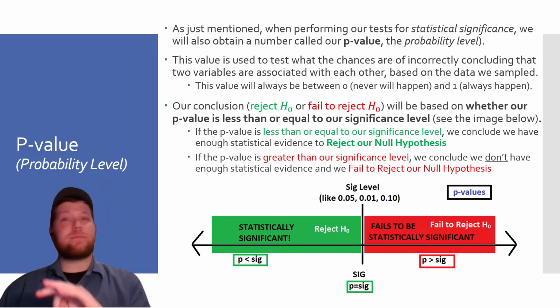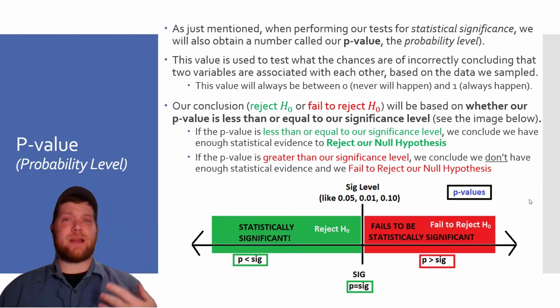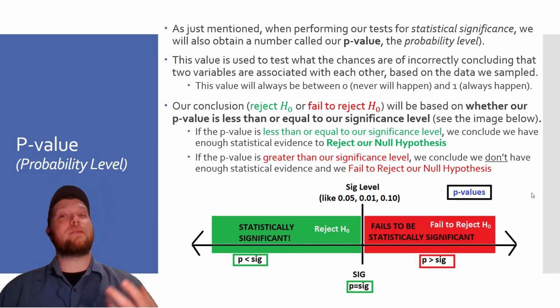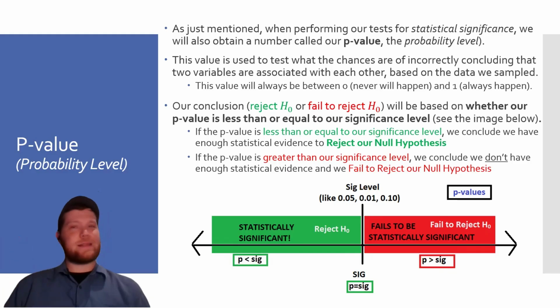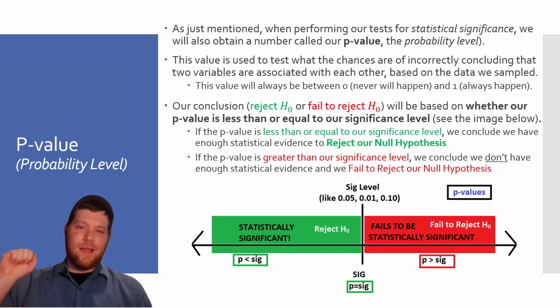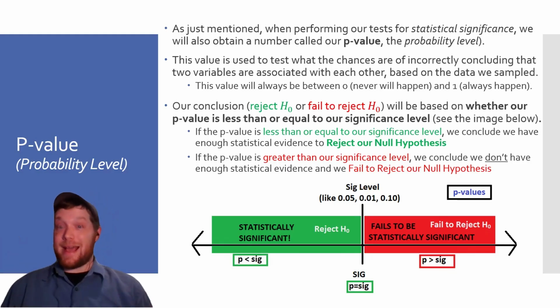Now, I just mentioned performing our test for statistical significance. We're going to have something called the p-value, the probability level. This value is used to test what the chances are of incorrectly concluding that two variables are associated with each other based on the data we sampled. Just like the significance level, it's going to be between 0 and 1. And there is a connection beyond that. The p-value is what we're going to compare to our significance level.